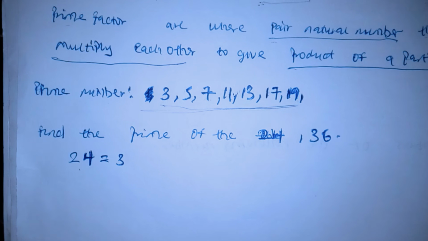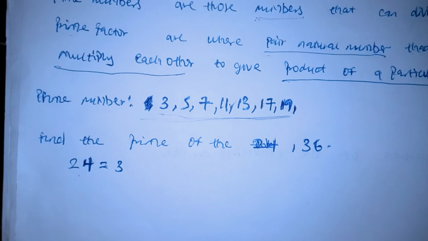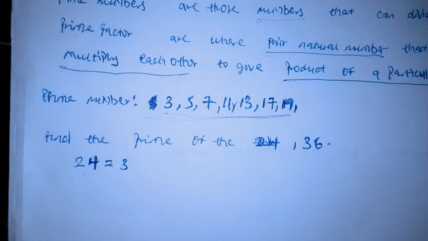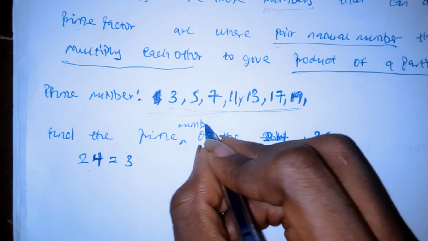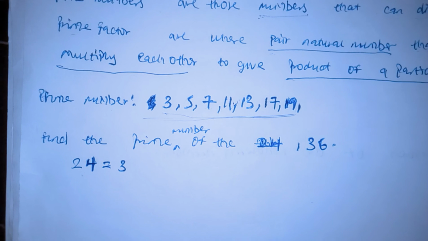Pick 3. What can 3 times give me 12? Can give me 24. Sorry, this is a prime number. I wrote all the primes. Sorry, it's only 12.